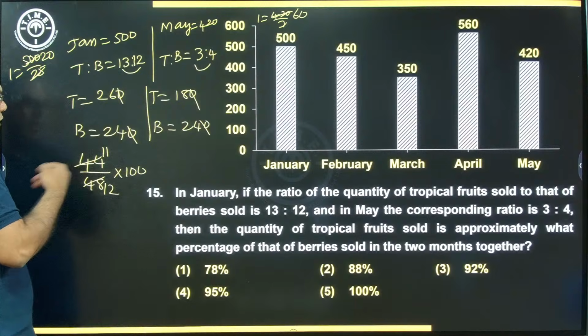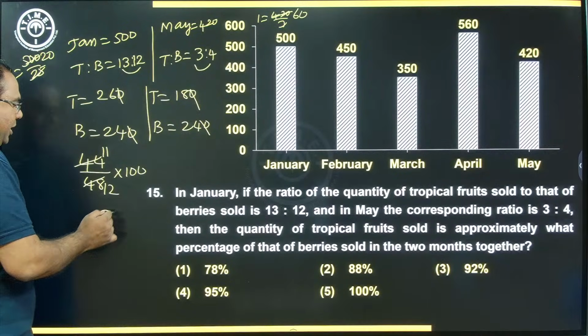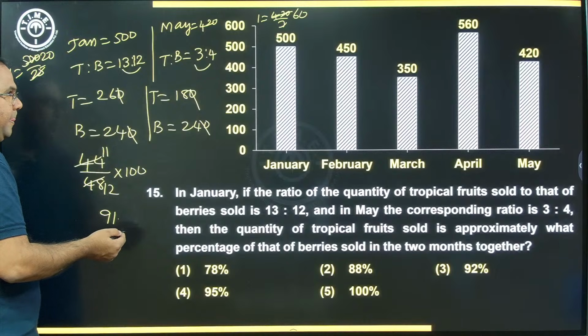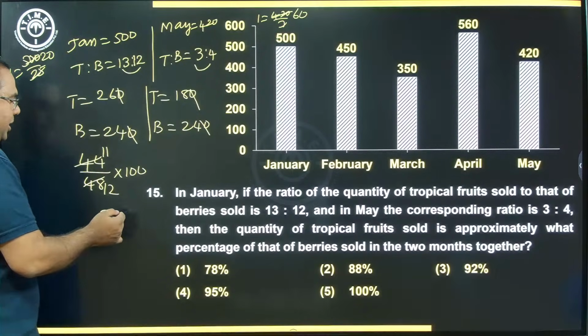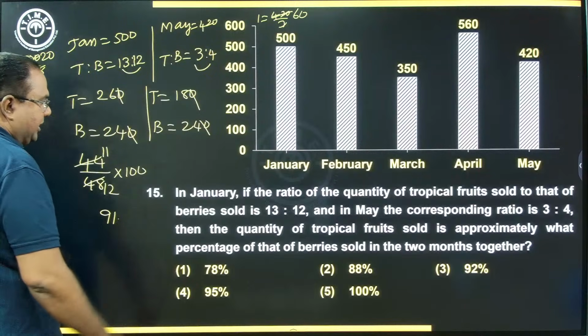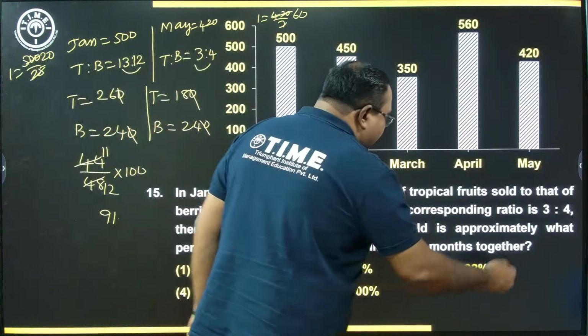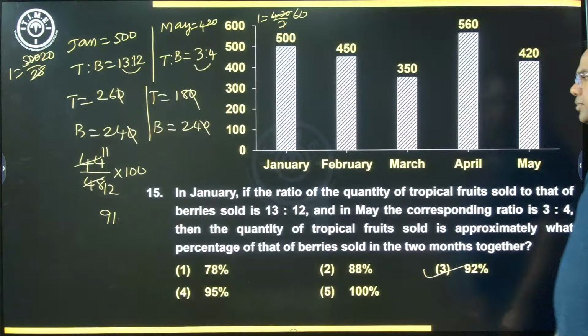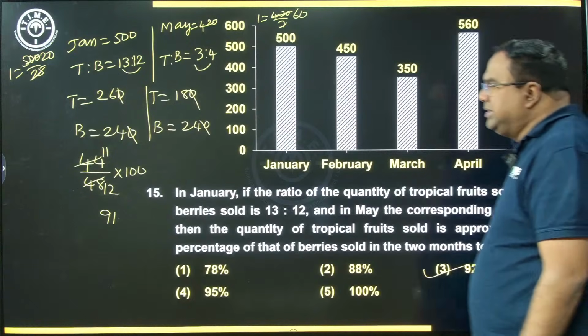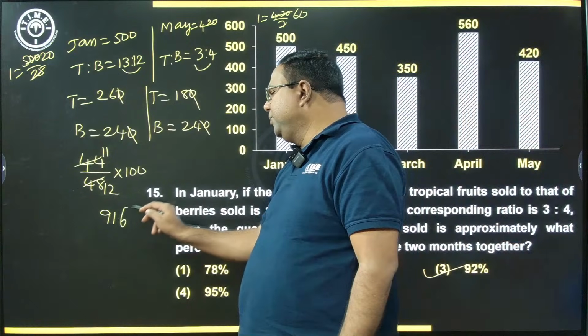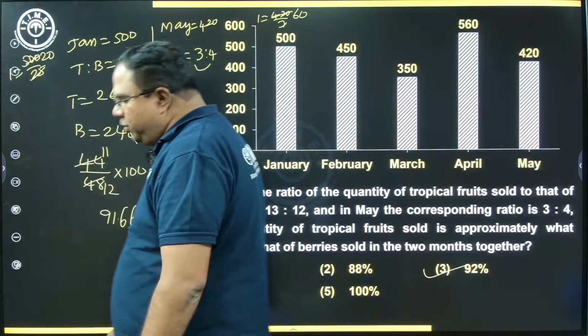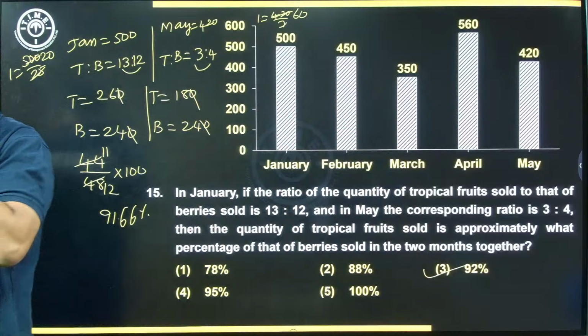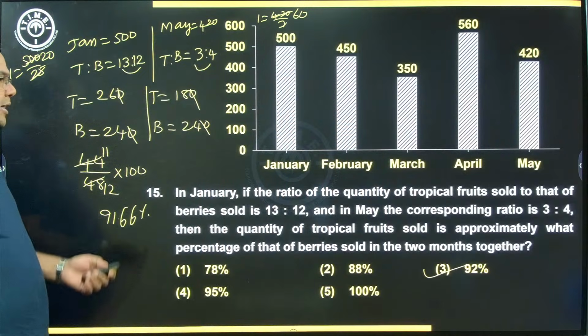Okay. 4 11s, 4 12s. 11 by 12 is a standard multiple. It is 91 point something. How much is 11 by 12? 91.6%. So approximately I can say it is 92%. 91.66%, so close to 92. Fine. Next set.